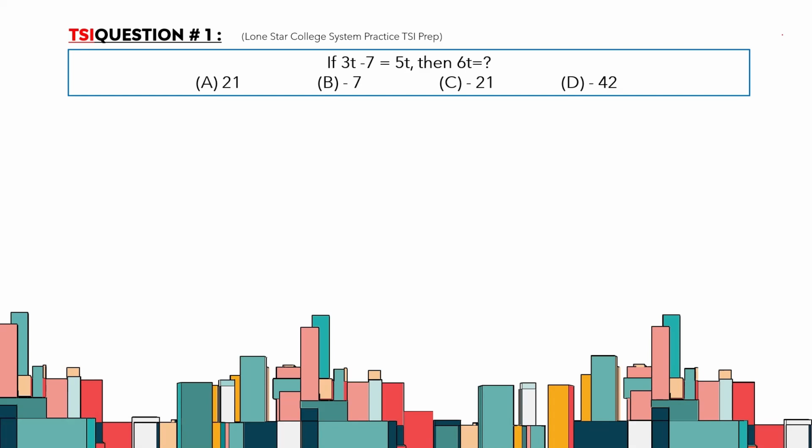So we noted that the letter t stands for a variable. Usually we use x. So to make it familiar look, we can write 3x minus 7 equal 5x. Then what is 6x equal to? So we can use any letter. The problem is still the same.